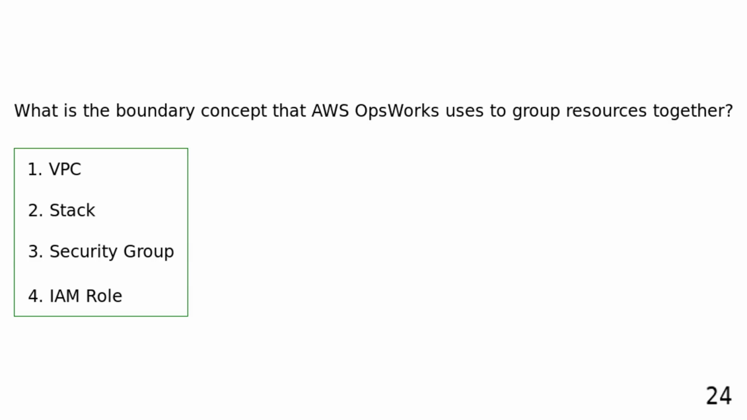What is the boundary concept that AWS OpsWorks uses to group resources together? VPC. Stack. Security group. IAM role.